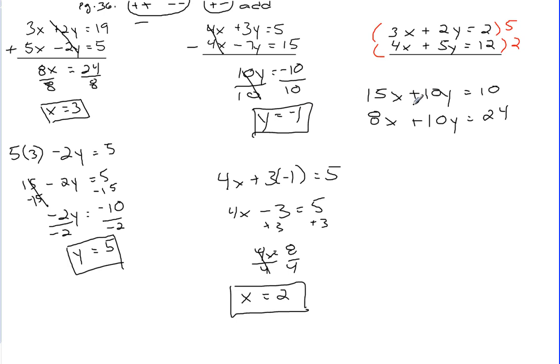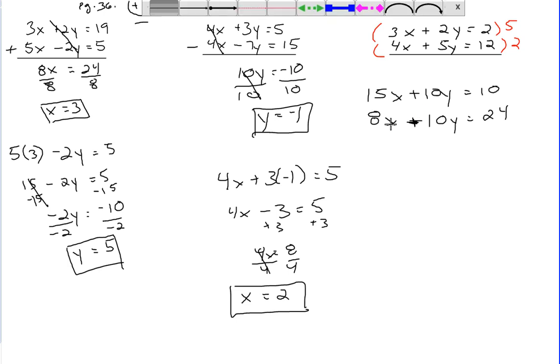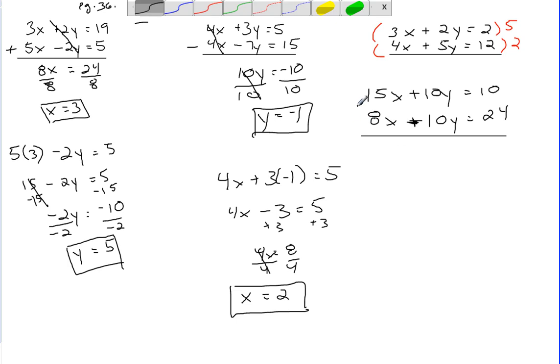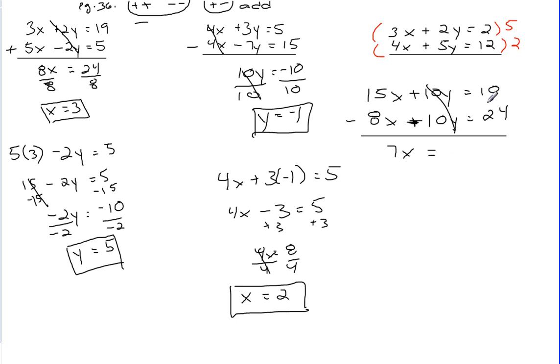So now the question is, we have the coefficients to be both positive 10. Look at the signs. Are they the same or are they different? In this case, both of our 10s are positive, so we're going to be subtracting. So 15x minus 8x gives us 7x, 10y minus 10y gives us 0, and 10 minus 24 gives us negative 14. Divide by 7, divide by 7, and we get x equal to negative 2.